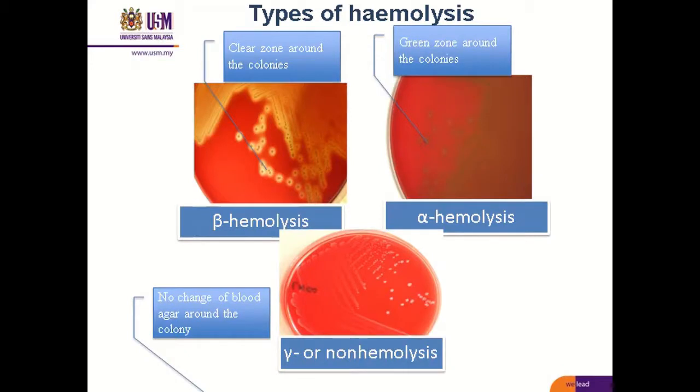So these are the types of hemolysis. There is beta hemolysis, where we can see clear zones around the colonies in blood agar. There is alpha hemolysis, where there is a green zone around the colonies. And there is also gamma or non-hemolysis, where there is no change of the blood agar around the colonies.